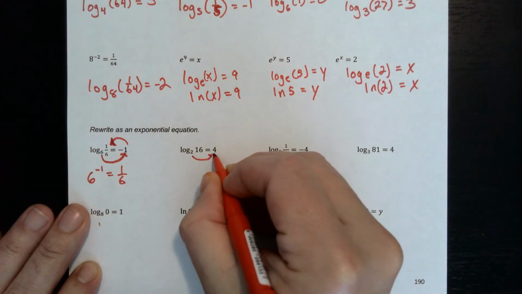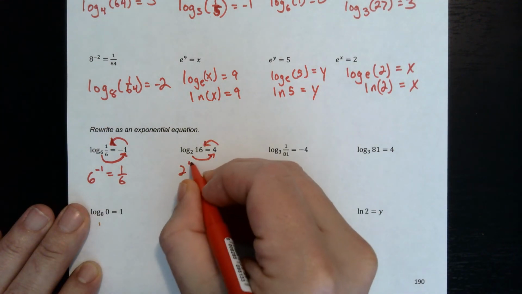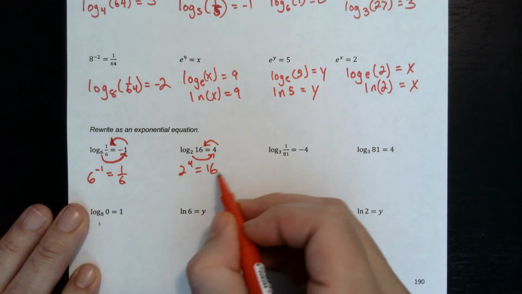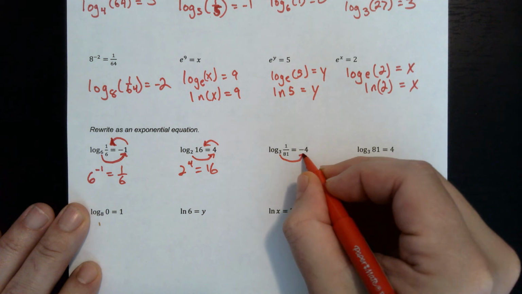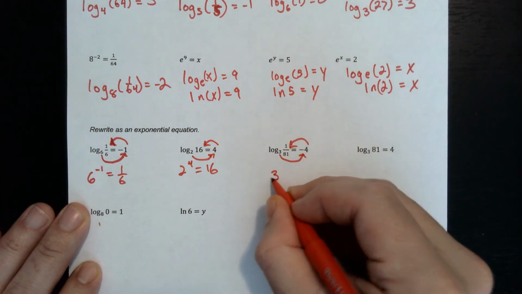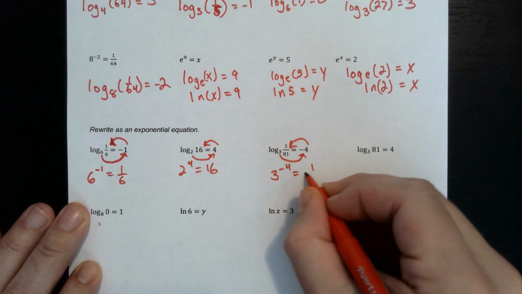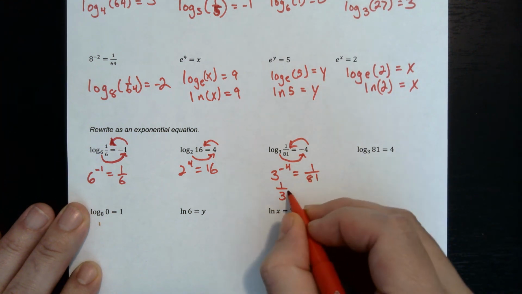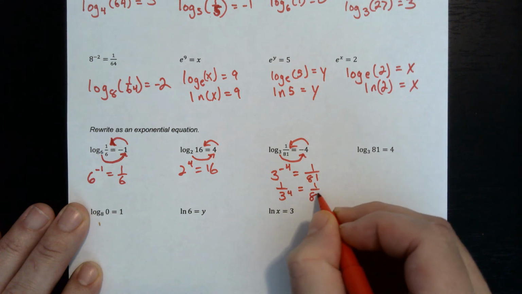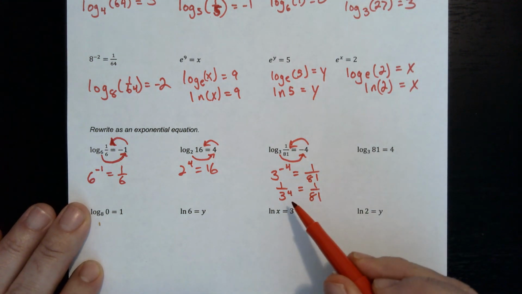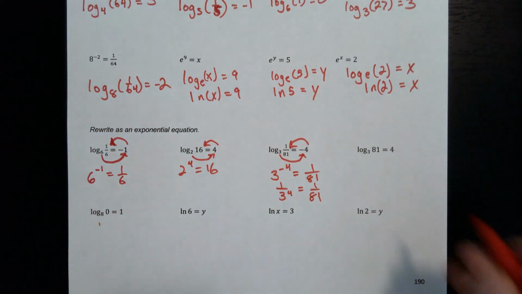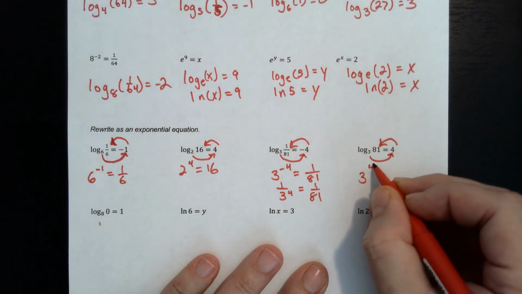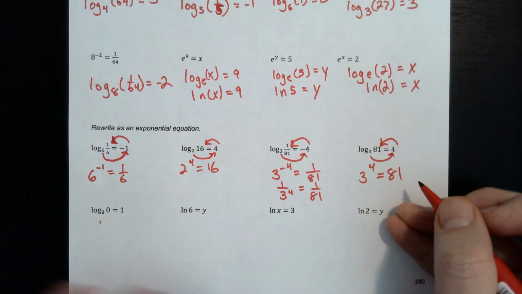This one would be 2 to the 4th power is equal to 16, and you can make sure that's true. 2 times 2 times 2 times 2 is 16. 3 to the -4 is equal to 1/81. That's true because if you make this a positive exponent, it would be 1/3 to the 4th, which is 1/81, because 3 times 3 times 3 times 3 is 81. This one, we have 3 to the 4th power equals 81.